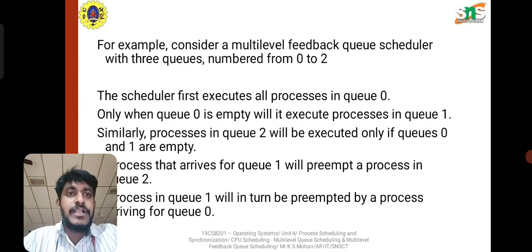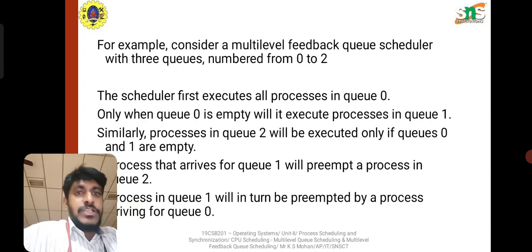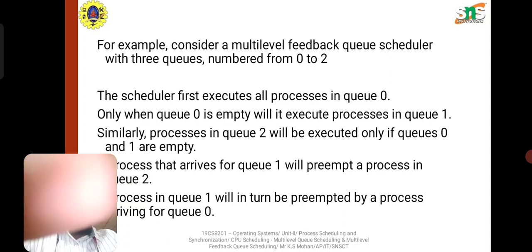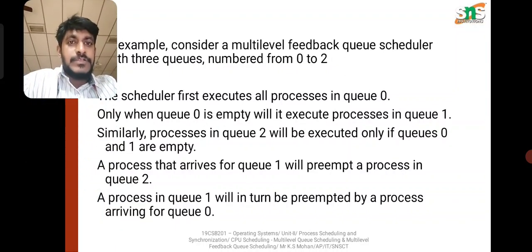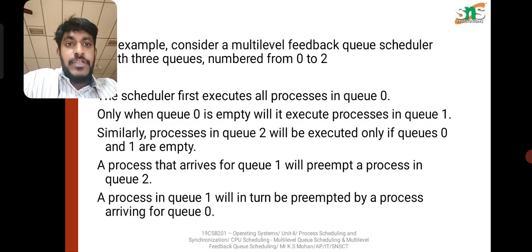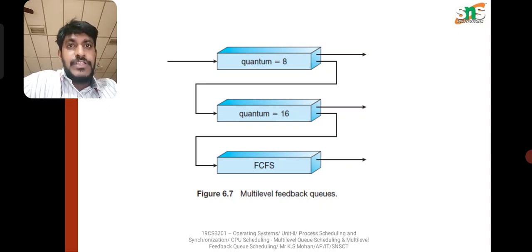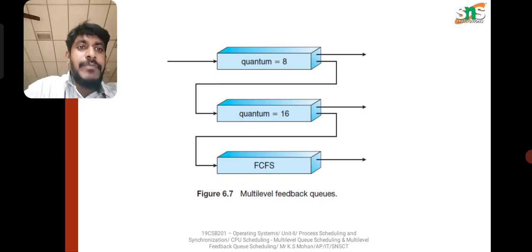For example, consider a multi-level feedback queue. The scheduler first executes all processes in Q0. Only when Q0 is empty will it execute processes in Q1. Similarly, processes in Q2 will be executed only if Q0 and Q1 are empty. A process arriving in Q1 will preempt a process in Q2, and a process in Q1 will in turn be preempted by a process arriving in Q0. Q0 has quantum equal to 8, Q1 has quantum equal to 16, and Q2 is FCFS.